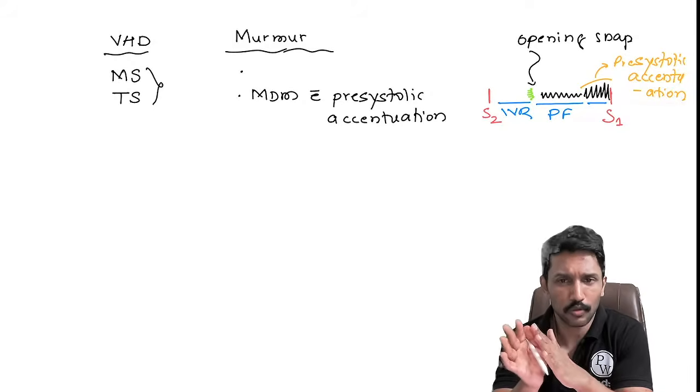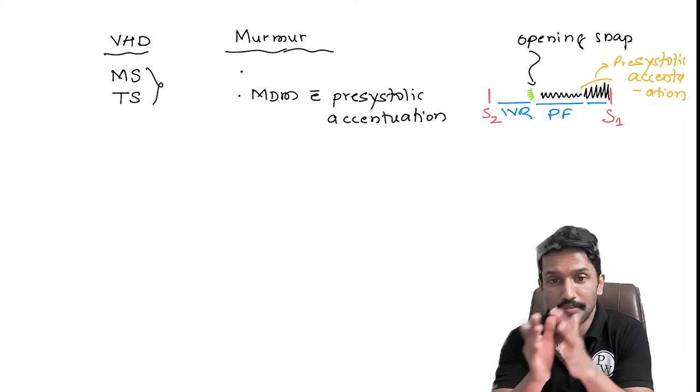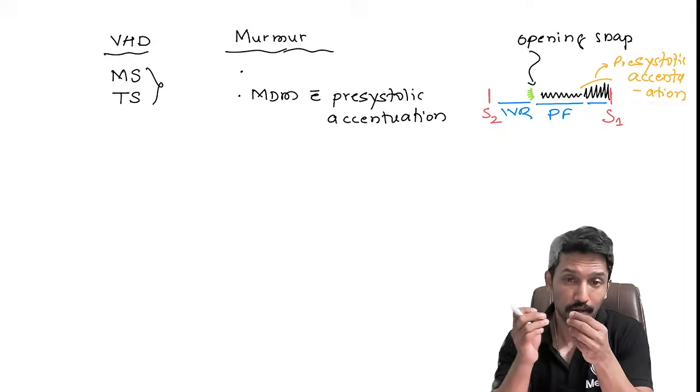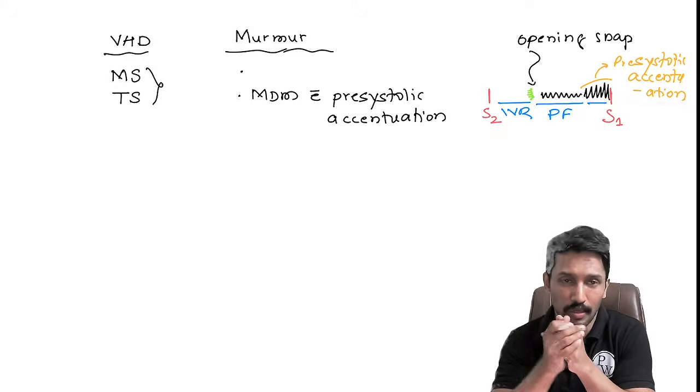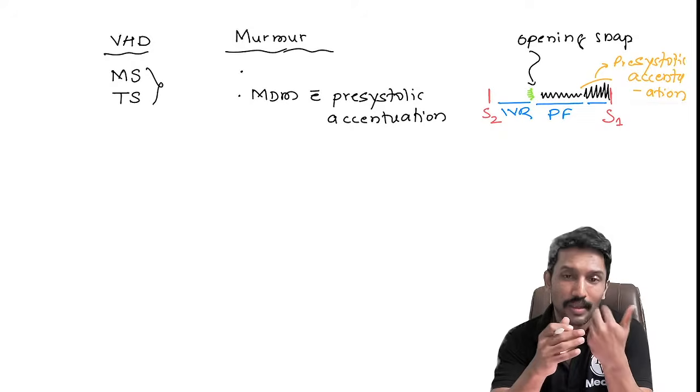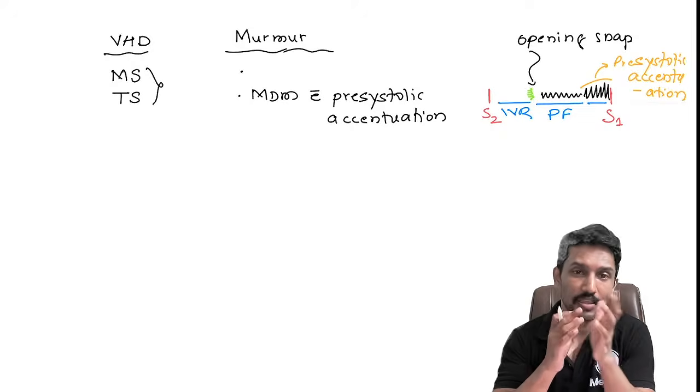Symptoms also change. In MS, it is left-sided symptoms, meaning enlarged left atrium, congestion of the lungs, so the patient will have shortness of breath, orthopnea, PND. In TS, right-sided symptoms, meaning raised JVP, hepatomegaly, ascites, and enlarged right atrium.